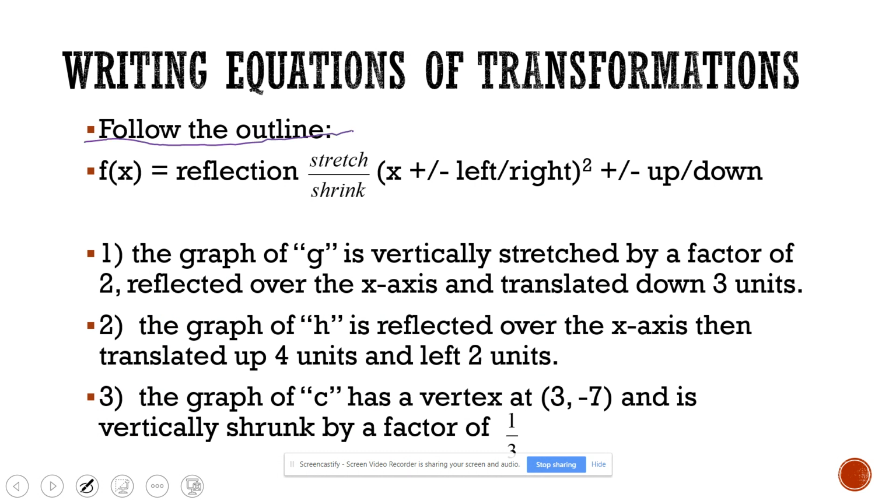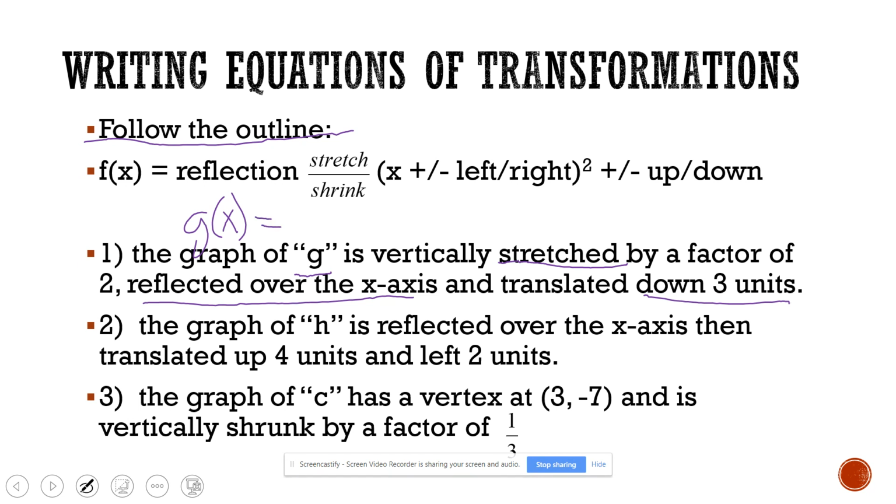Here again is our outline that we copied down last section in 2.0b. So this is just a review of how do I write a transformation equation. Number 1 says the graph of g. So that means that we are starting with g of x. Remember, g of x is function notation, and it's just saying I'm a function, I pass the vertical line test. It has a vertical stretch, it has a reflection, and it's going down 3 units.